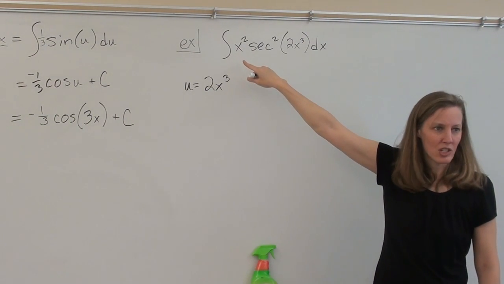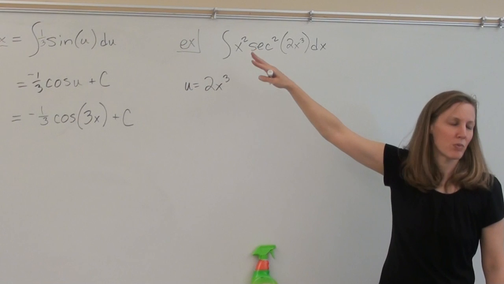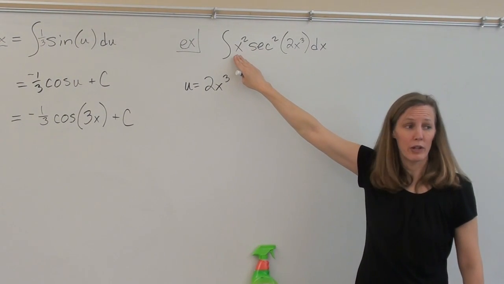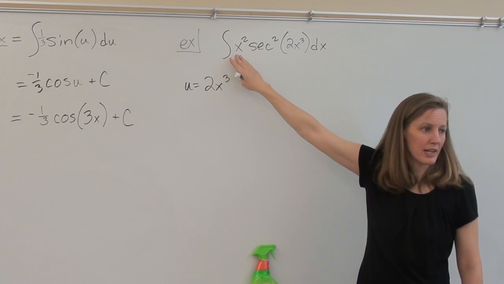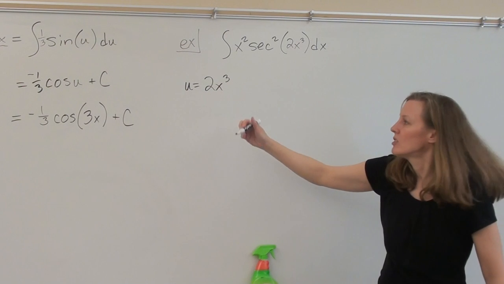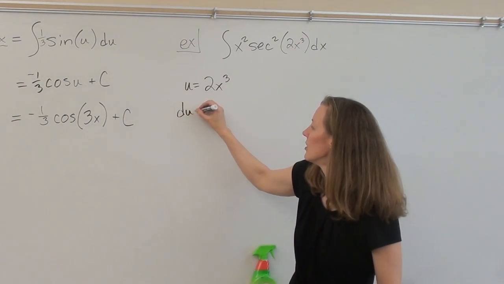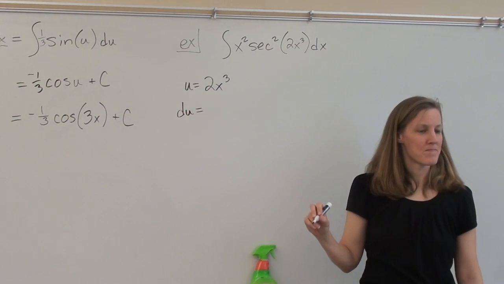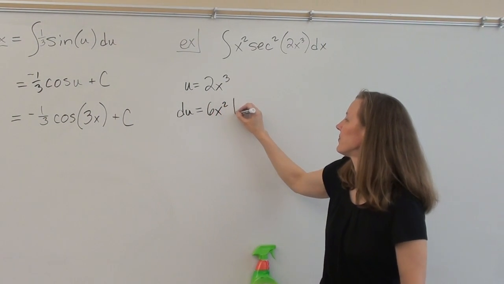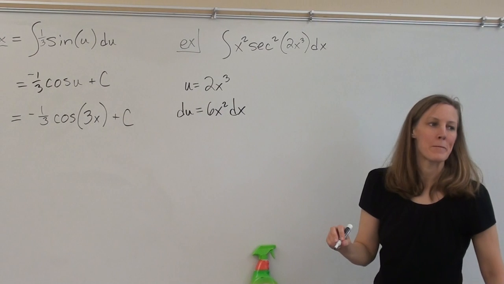If the coefficient is wrong, that's okay. Coefficients we can clean up. But if there's an x cubed, you want to make sure there's an x squared somewhere. All right? So here we go. Our u is 2x cubed. Did everyone get that? So du would equal what? 6x squared dx.